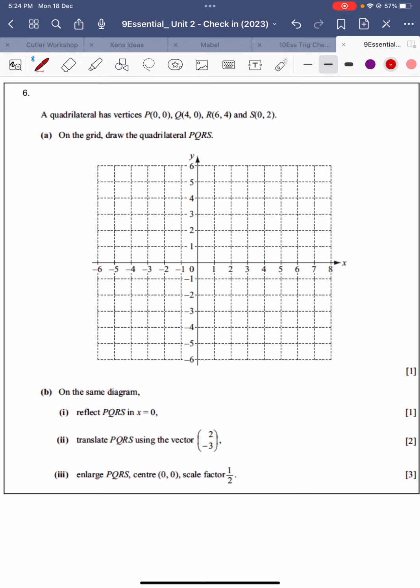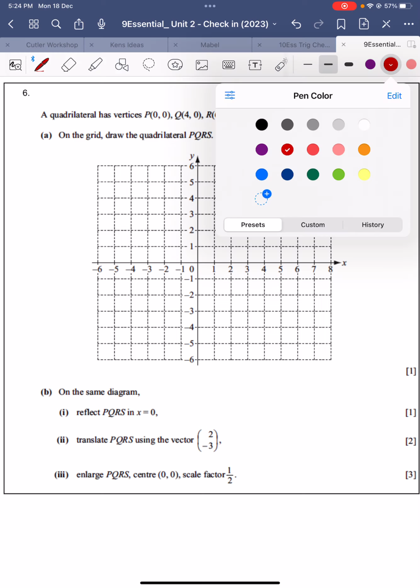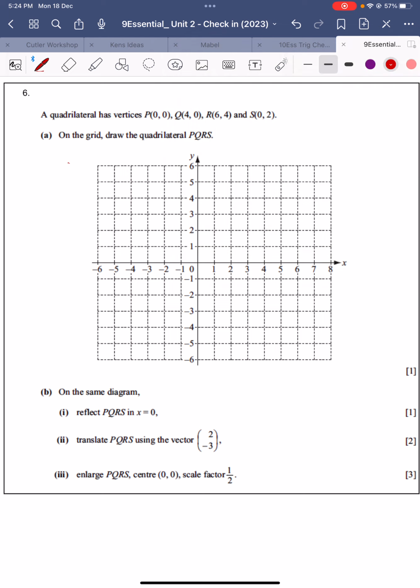All right, so first of all, we have to be able to plot the coordinates accurately. And of course, remember, I will do S first, just to illustrate it. This is the X coordinate, how far across we go, and how far up or down we go. So 0 across, 2 up is here, there is S.